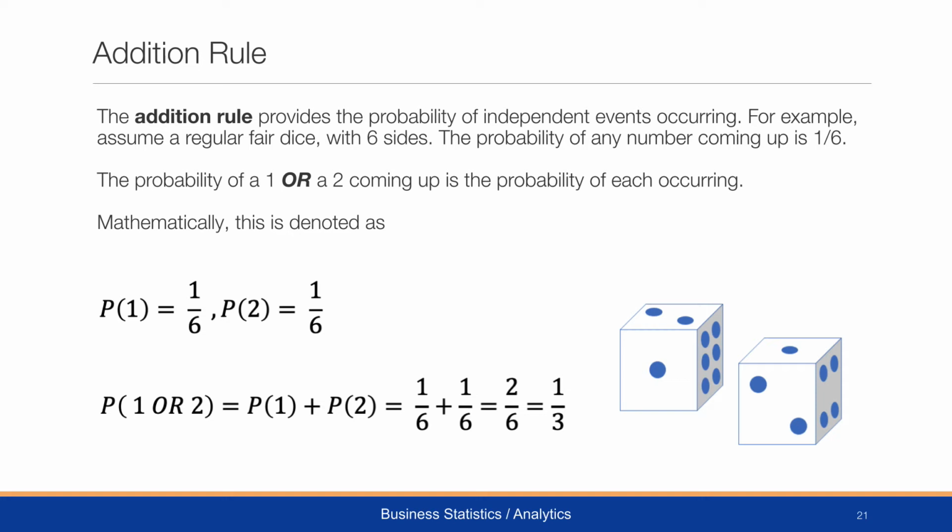The probability of 1 is 1/6. The probability of 2 is 1/6. So the probability of rolling a 1 or a 2 is the probability of a 1 plus the probability of a 2. 1/6 plus 1/6 is equal to 2/6, which is equal to 1/3.